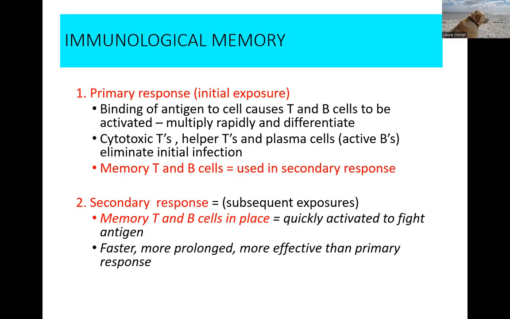Cytotoxic Ts, the helper Ts, and the plasma cells, which are the activated B lymphocytes, eliminate your initial infection. Plasma cells make the antibodies, and the cytotoxic cells find those and they squirt their granules on them. They kill that particular virus, let's say. The memory T and B cells, which is what's left over from winning this battle against this virus, will be used in the secondary response.